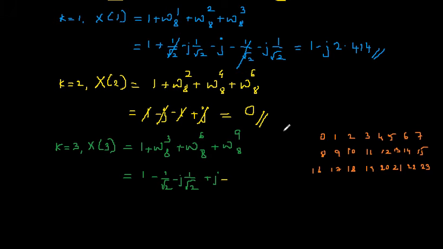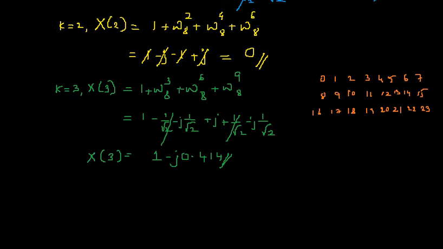That is 1, plus 1 by root 2 minus j 1 by root 2. So now if you look, minus 1 by root 2 plus 1 by root 2 would cancel, and just simplify it making use of the calculator. I'm going to get 1 minus j 0.414. So this is what I get for X of 3. Are you following it? Similarly, proceeding in the same way, next put k equal to 4, I'm going to get X of 4.